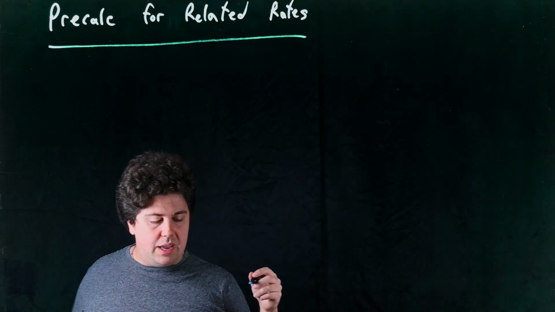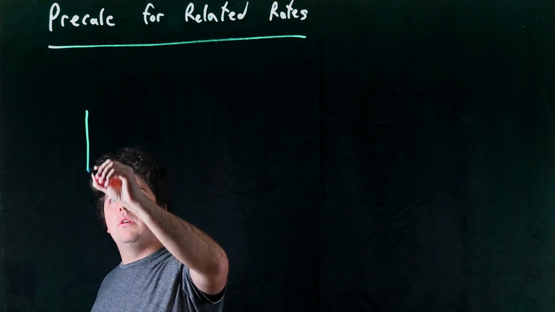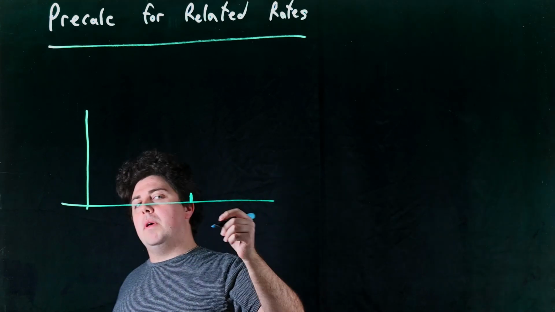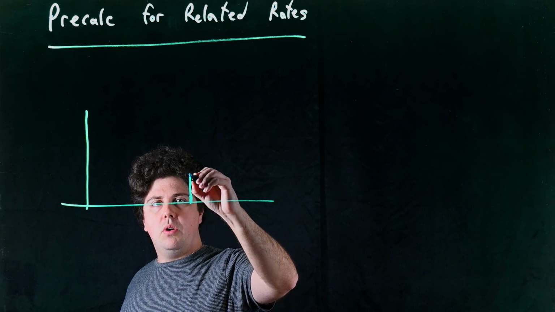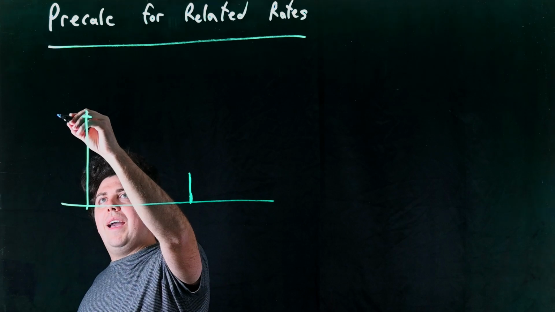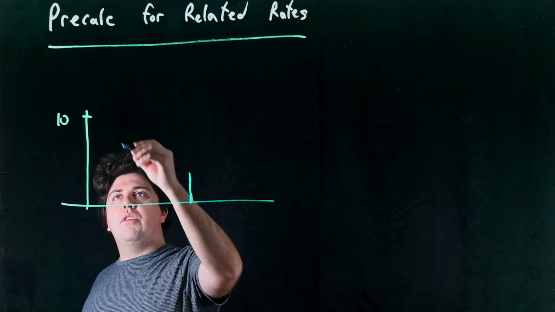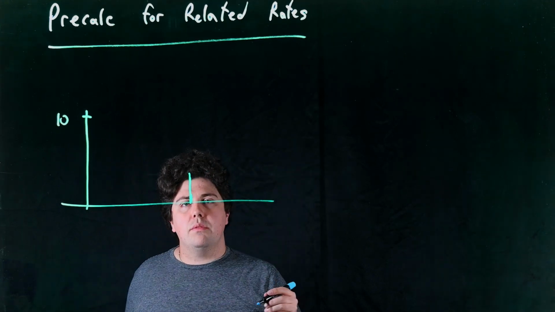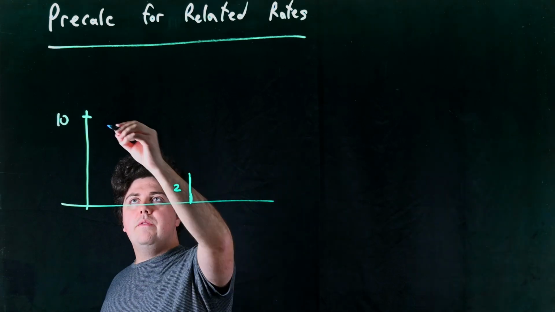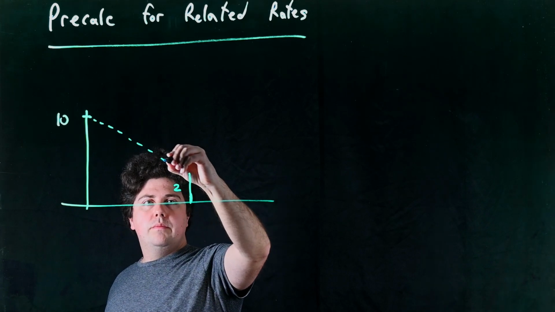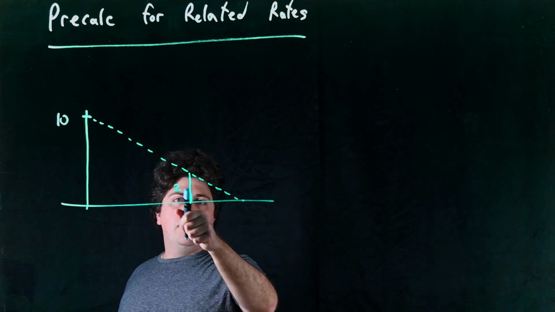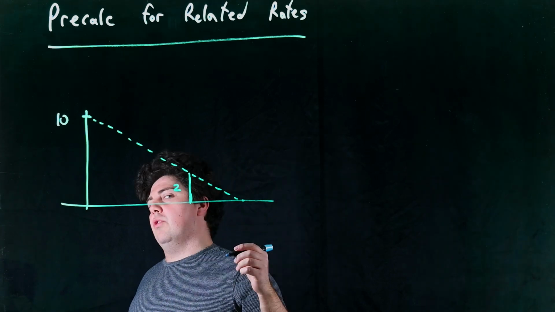I'll mostly just say it verbally, but imagine we have someone who is walking away from a building. Maybe let's make him about this tall to make the picture better. And let's say that 10 meters up the building there is a light that shines down. And let's say this person is 2 meters tall. So we have light shining out, and of course that's going to make a shadow be cast. So the shadow is going to end around here.